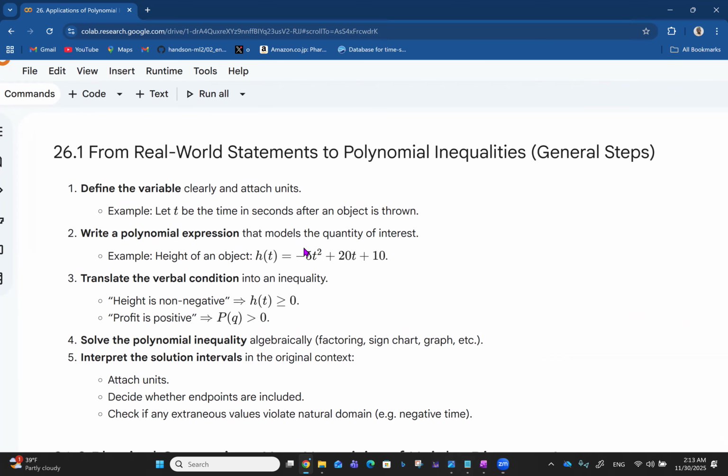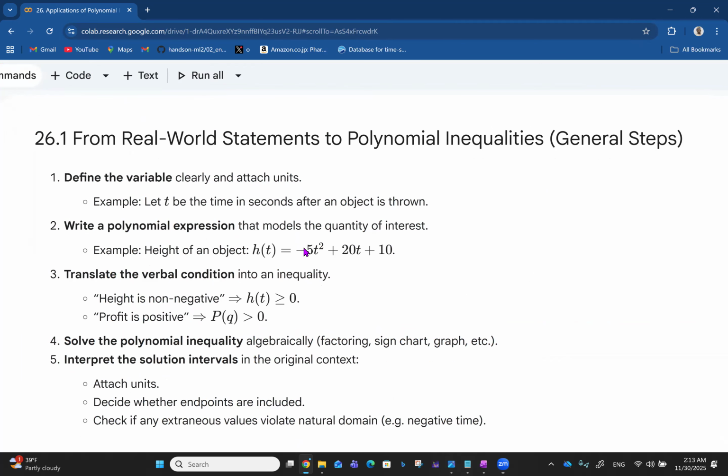So, from real world statements to polynomial inequalities, we have some general steps. First of all, define the variable clearly and attach the units. Example, let t be the time in seconds after an object is thrown. Time in seconds is very important. Write a polynomial expression that models the quantity of interest. An example will be the height of an object, h. The height as a function of the time is given as minus 5t squared plus 20t plus 10. Then you can translate the verbal condition into an inequality.